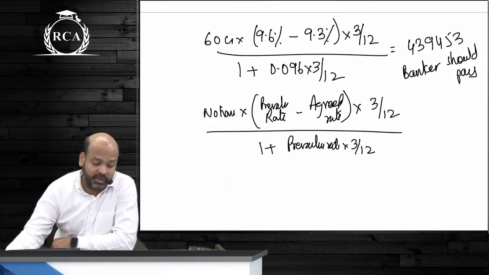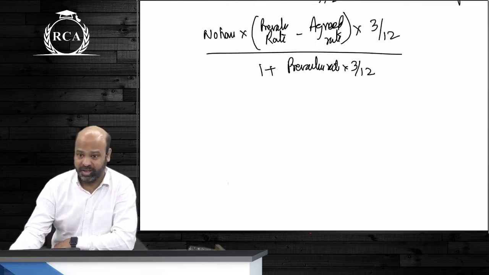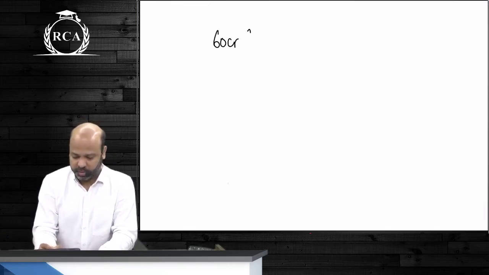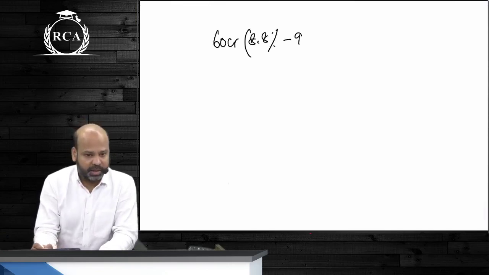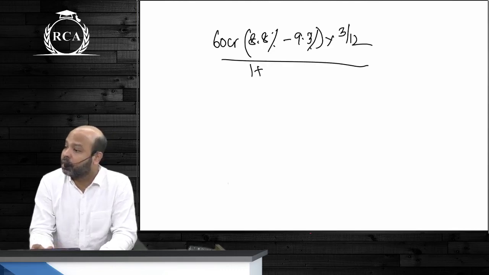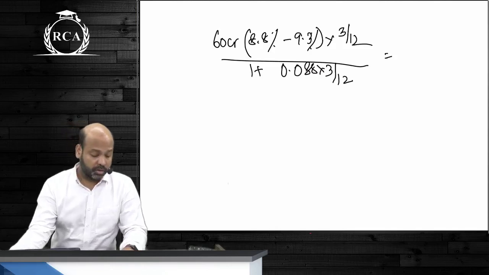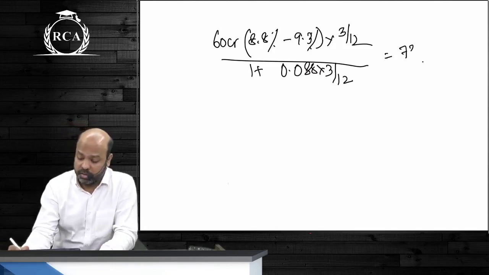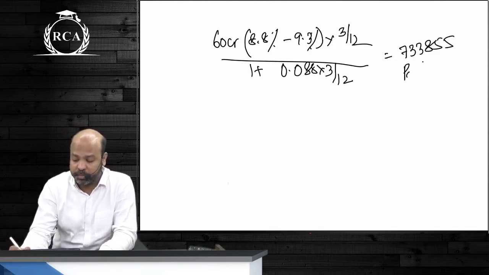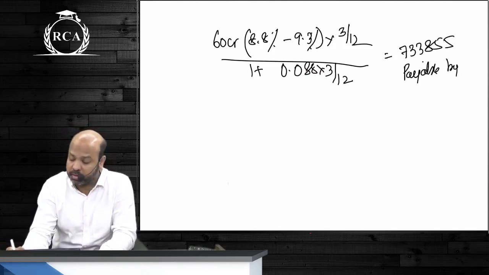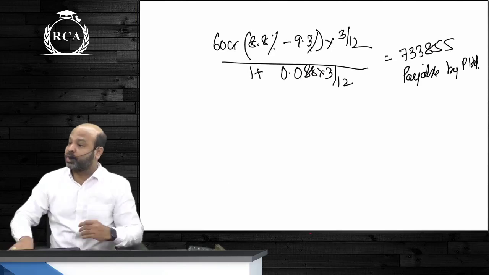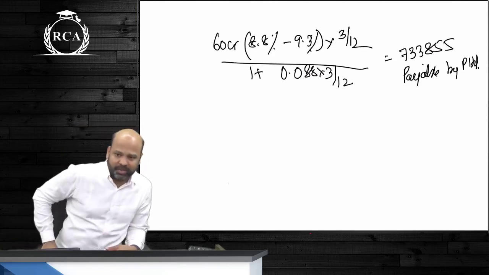Third bit, देखो guys, it says interest rate turns out to be 8.8%. Are we losing or are we gaining? Losing. 60 crores into 8.8% minus 9.3% into 3/12 divided by what? 0.088 into 3/12. Always discounted prevailing rate. This is payable by P Limited to banker. Option C में बेटा you will write 8.8% minus 9.3%.